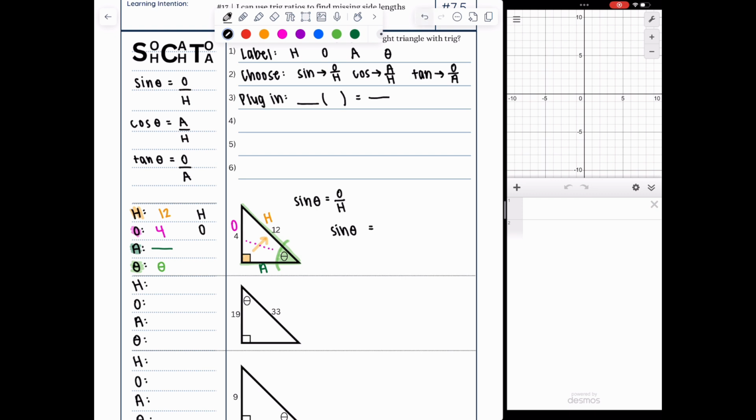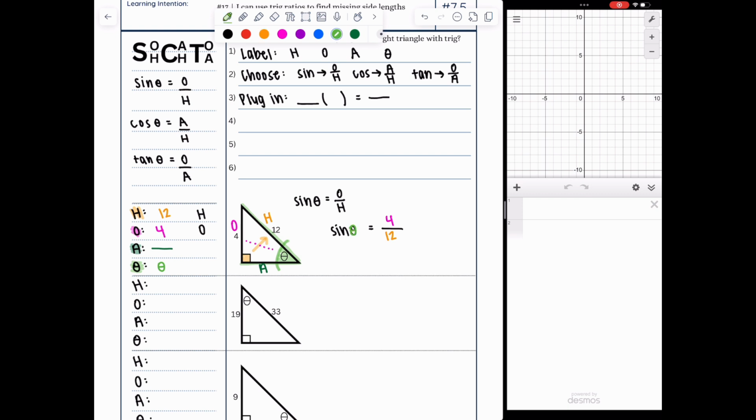In this case, the left-hand side of the formula doesn't change at all. It's still the sine of theta because what we're trying to solve for is theta. So on the right-hand side, I actually have a complete fraction. The opposite side is 4 and the hypotenuse is 12.